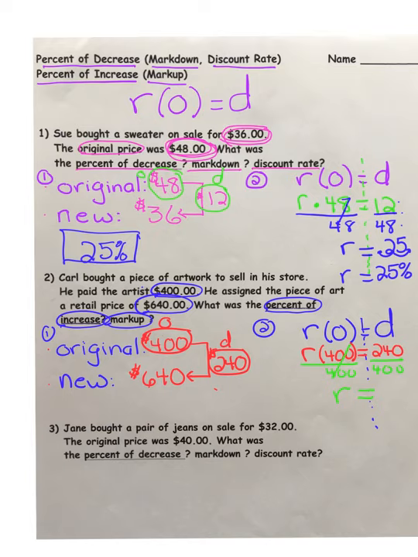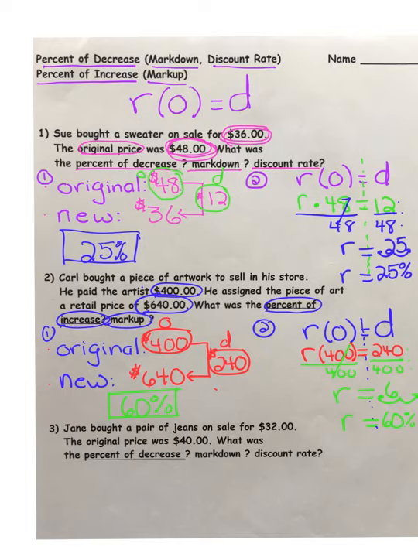Pick up your calculator and punch in 240 divided by 400. You should have gotten 0.6. But when we multiply it by 100 and move the decimal 2 places, you can see that there is a 60% increase or markup in the price. So the markup for this particular problem was 60%.